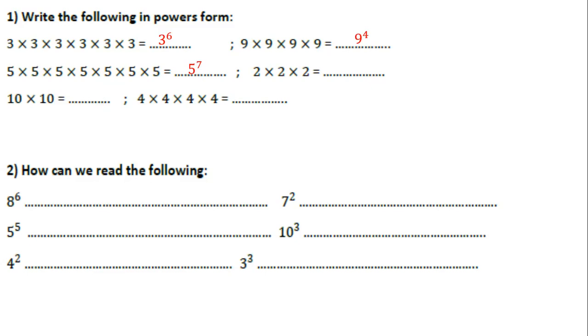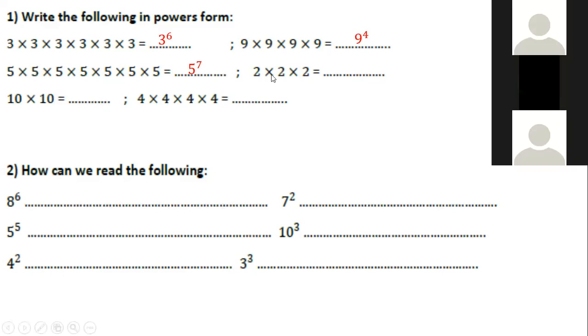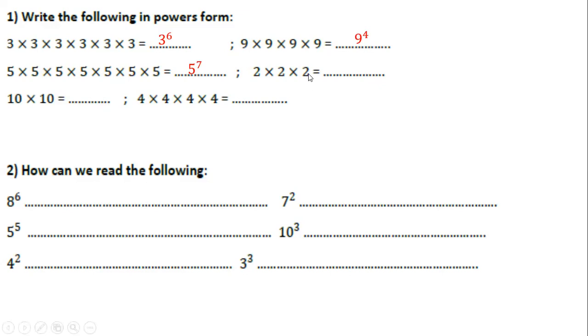I need Hassan Bawab. You have 2 times 2 times 2. What is the number repeated? 2. How many times is it repeated? 3. So what do we write? 2 to the power 3. Well done, Hassan. 2 to the power 3. Thank you. Now I move to Rama.